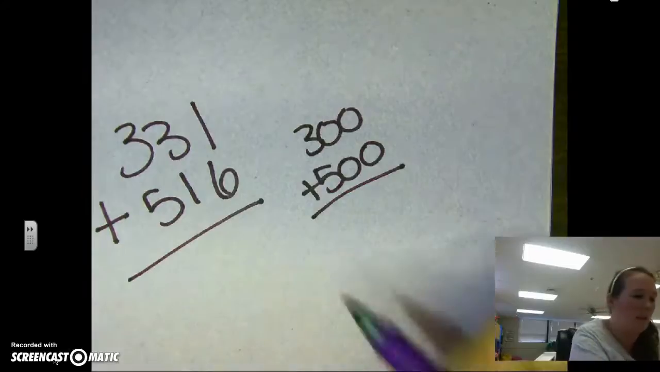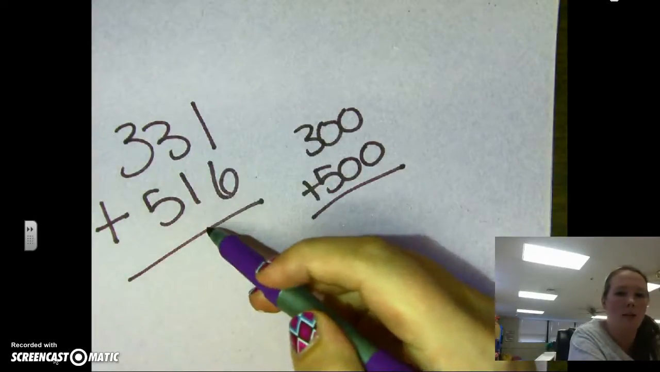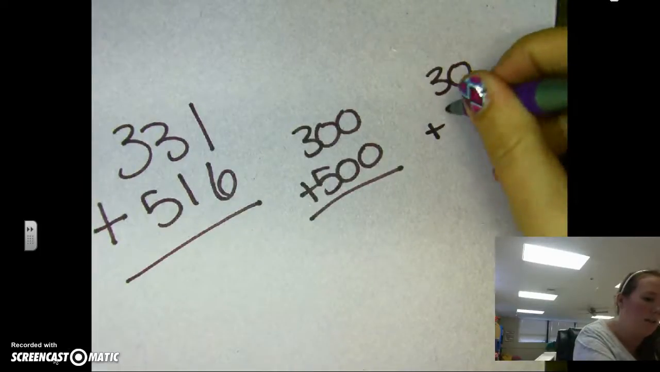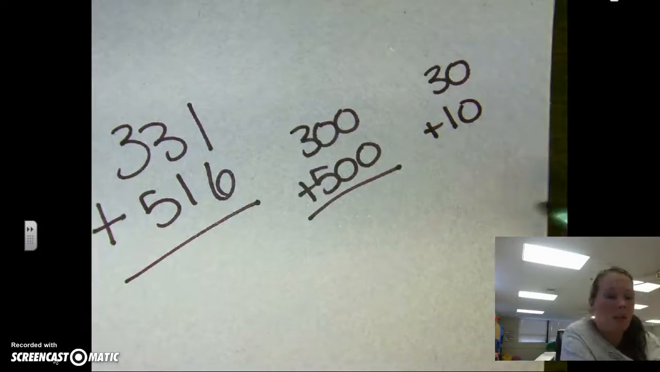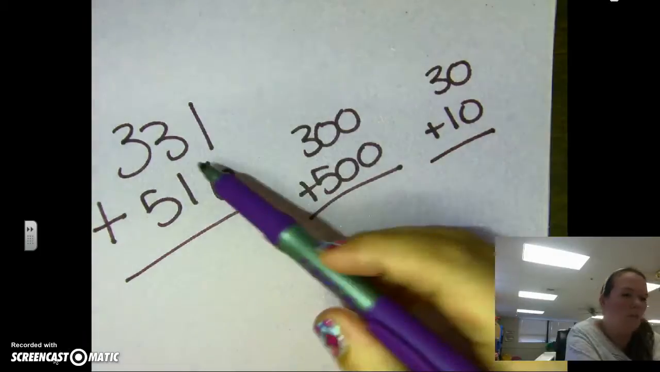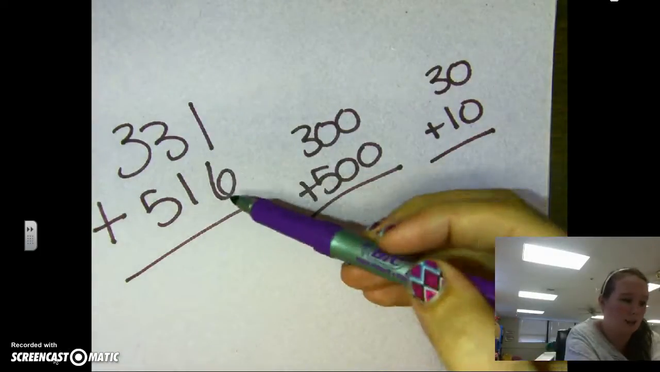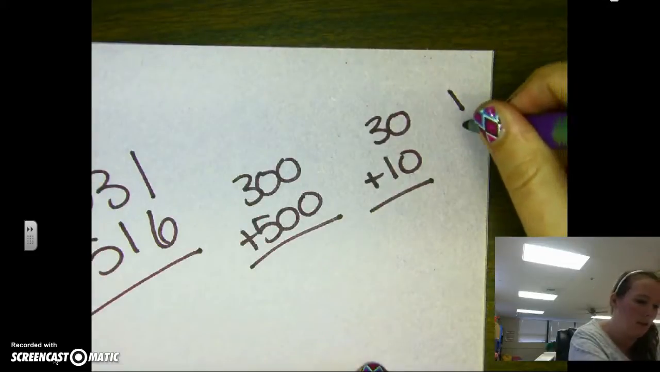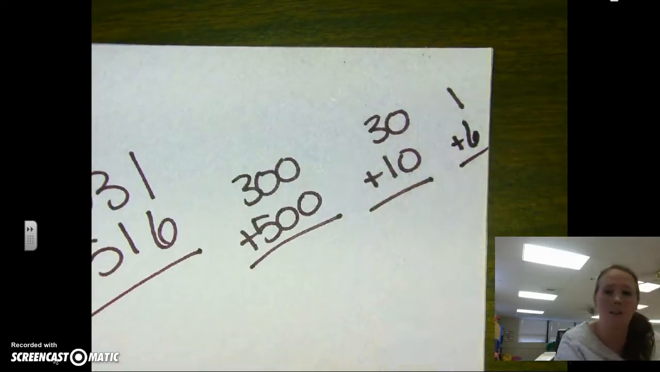Then I can do the tens. I have 3 tens and 1 ten. So I write down 3 tens as 30 and 1 ten as 10. And I also have 1 one and 6 ones. Well, there's just 1 one, and that's 1, and 6 ones is 6.